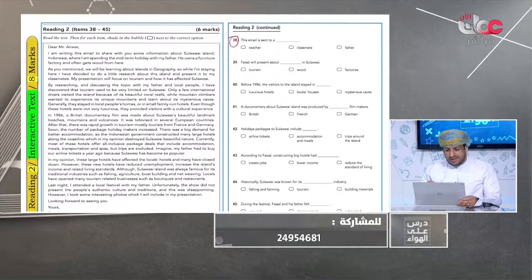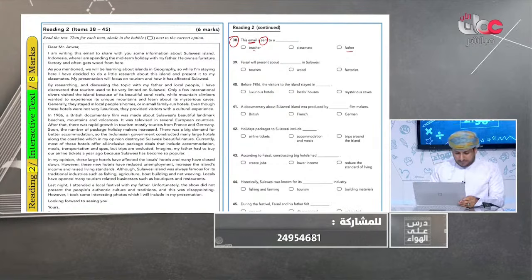So question number 38. This email is sent to teacher, classmates, father. So you have to read the question carefully, read the options, then go back and look for the keywords. To whom this email is sent. Okay, you have to go back. Sometimes some students asked me actually if it is coming in order. Sometimes not. But in most cases, don't worry, the answer will be in order of the text.